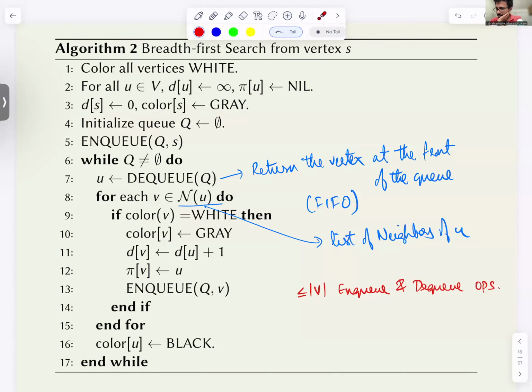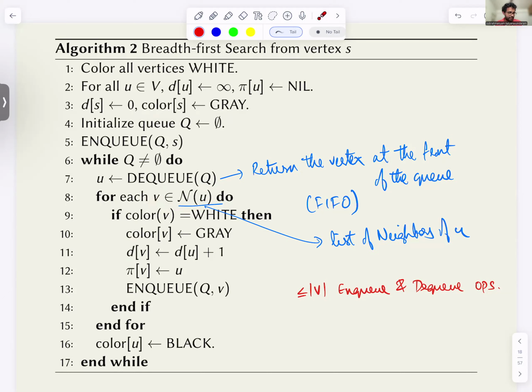How much time does this step take, this for each V in the neighborhood? Inside this, it's a constant time operation. Once you have a fixed V, all of this is like a one step operation. But how many times will we do this step for each? How many times is this loop running? This is running as many times as V has neighbors, which is the degree of that vertex. But across all the vertices, how much does it take?